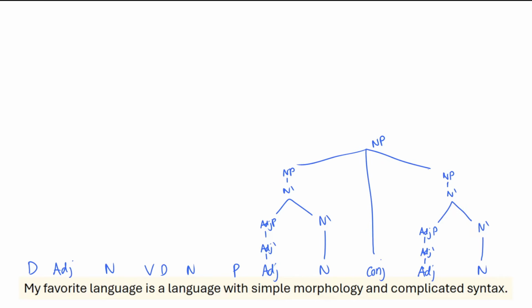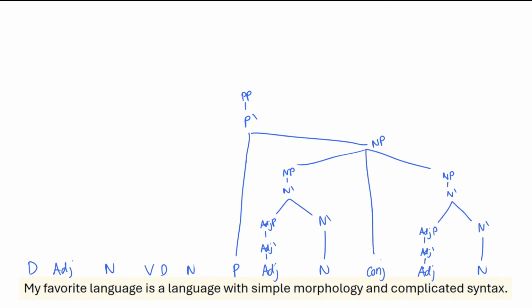Okay, now with. It's with simple morphology and complicated syntax. So our noun phrase will be the complement of with. With requires something to come after. What that means is that this is going to be a P bar that takes the noun phrase as its complement, and this will form a prepositional phrase.